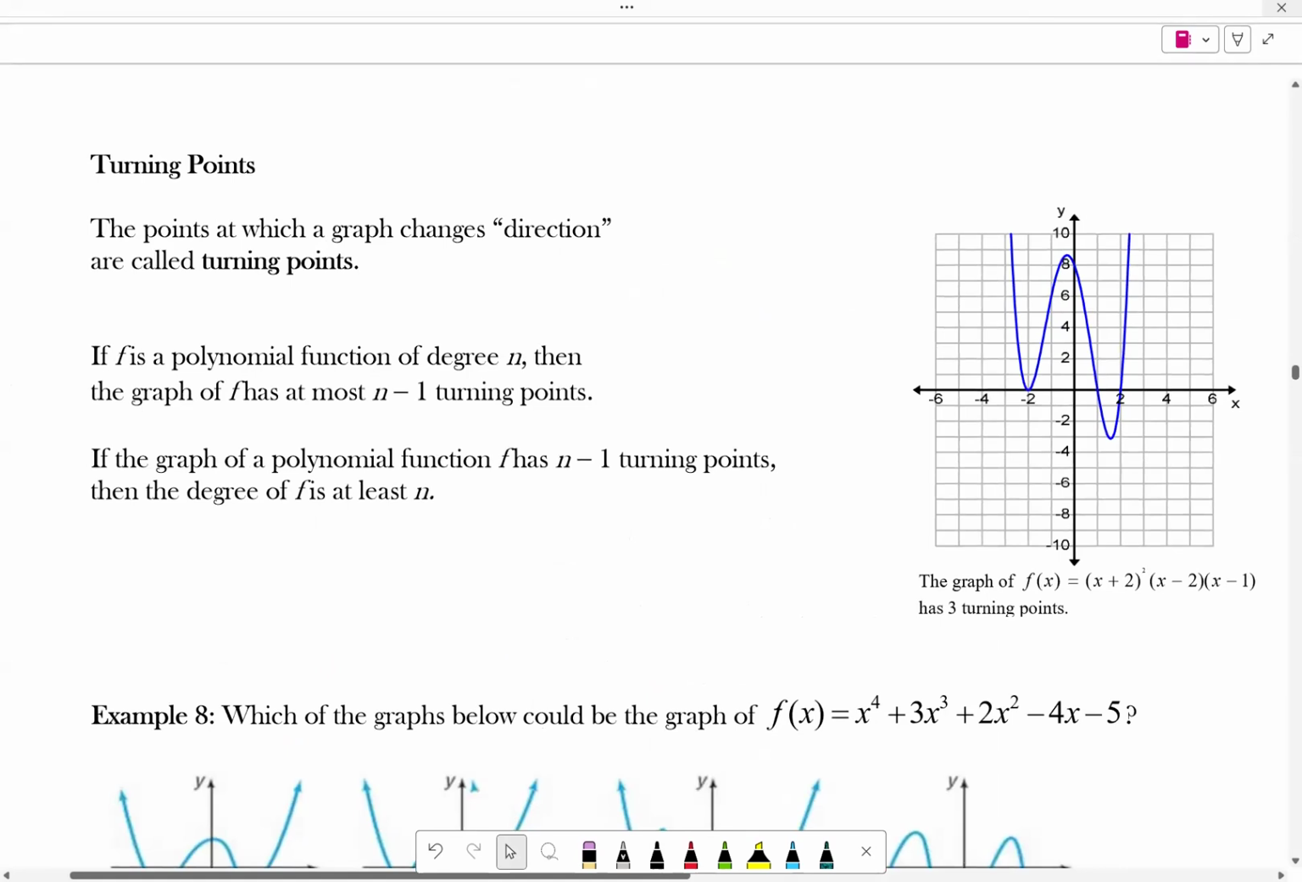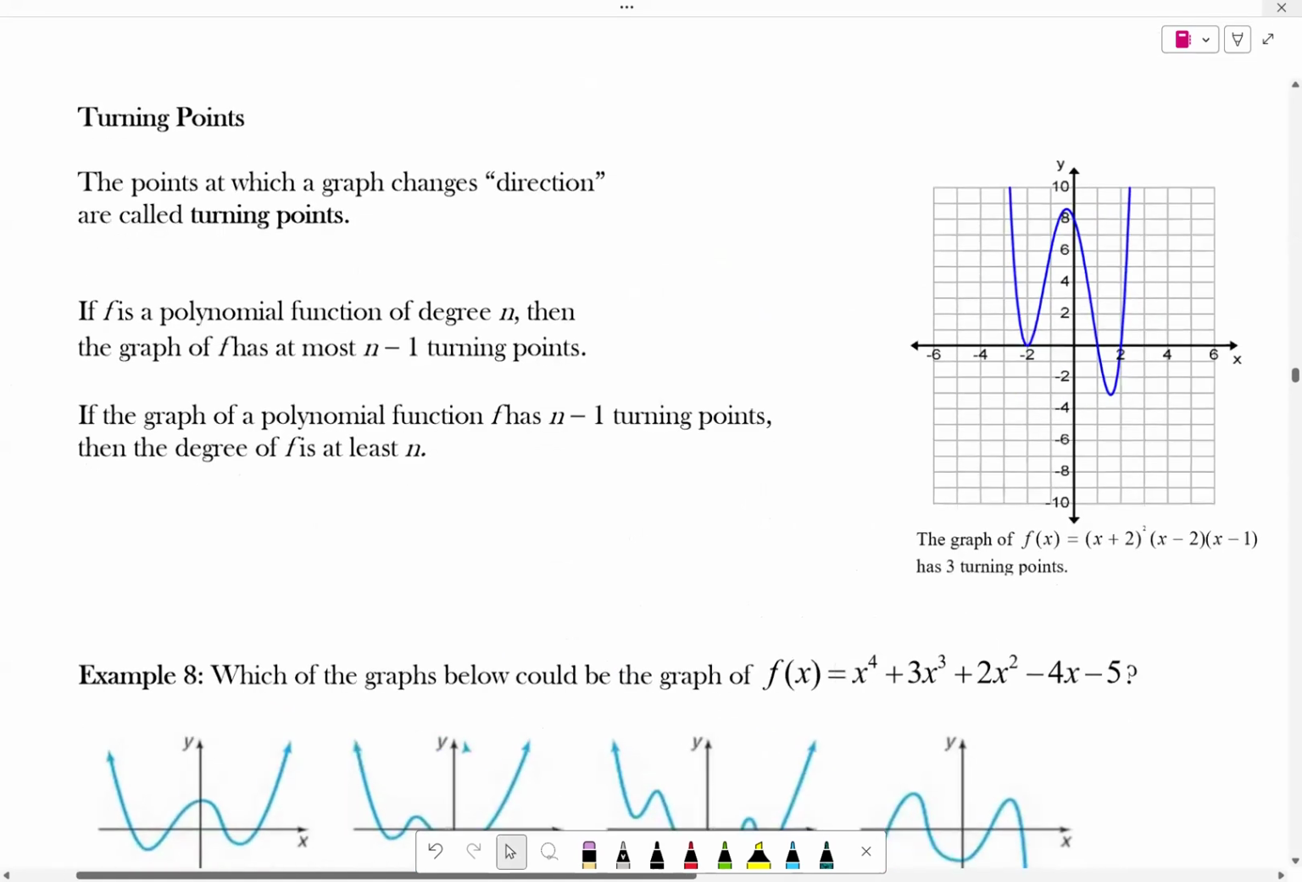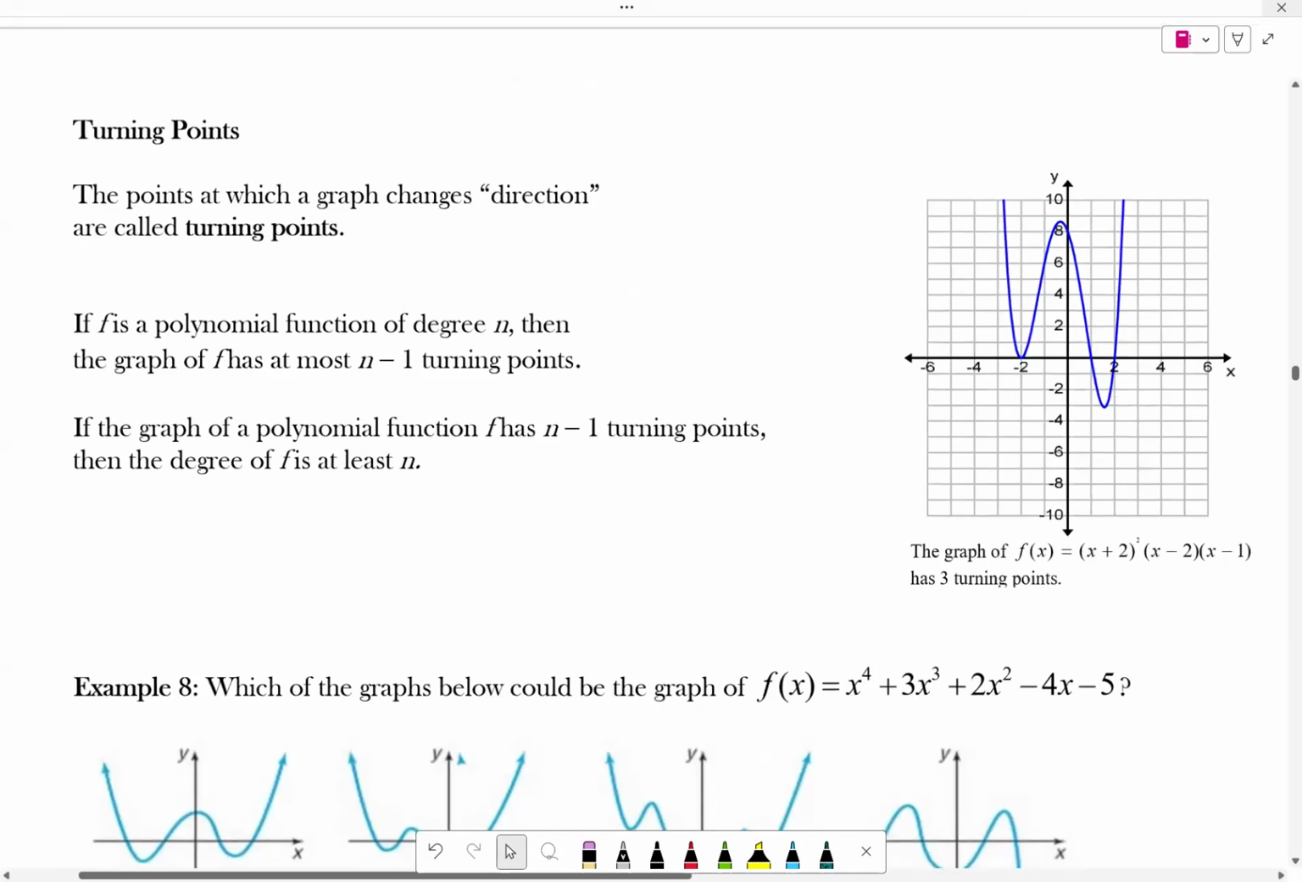If a polynomial function is of degree n, then the graph has at most n minus 1 turning points. For example, a quadratic function looks like this. How many turning points? Just 1. So degree 2 has 1 turning point. That's a generalization for all polynomials. The most turning points it can have is n minus 1. So a 5th degree could have up to 4 turning points. It could have fewer though.